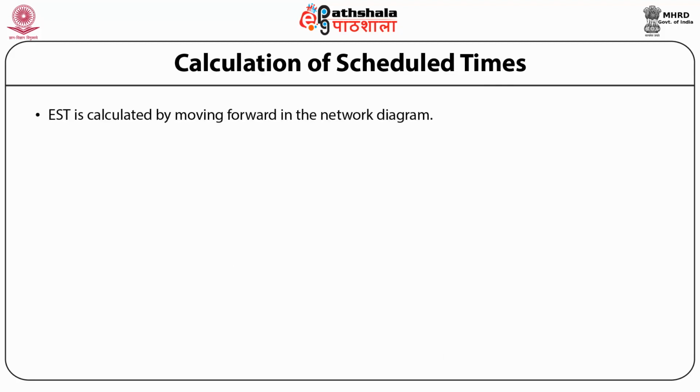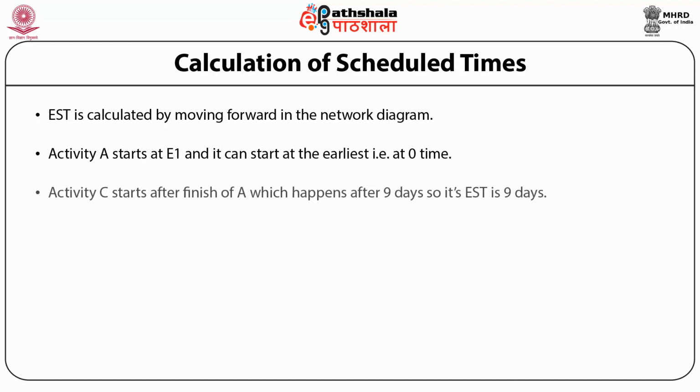EST is calculated by moving forward in the network diagram. Activity A starts at E1 and it can start at the earliest, that is at 0 time. Activity C starts after finish of A, which happens after 9 days. So its EST is 9 days.